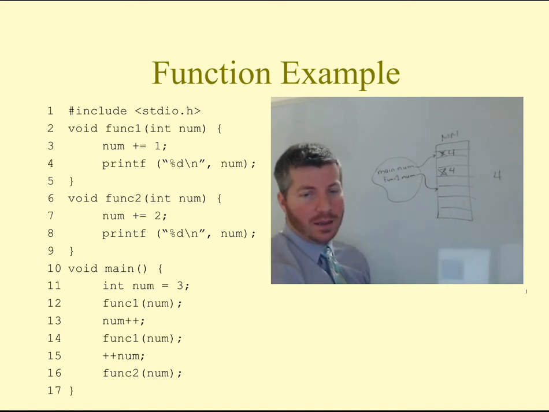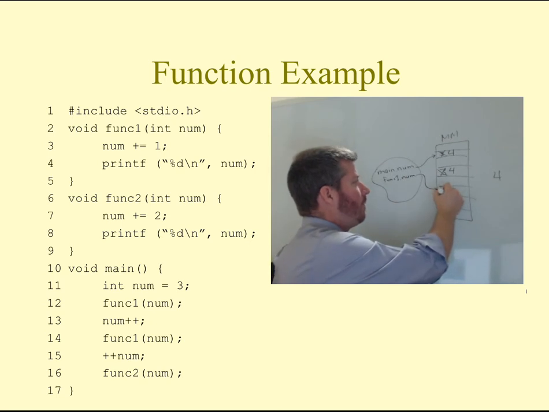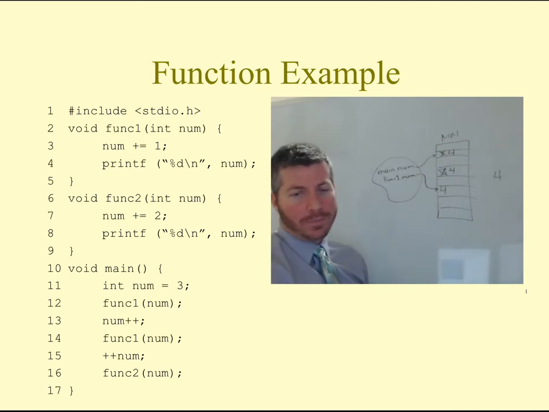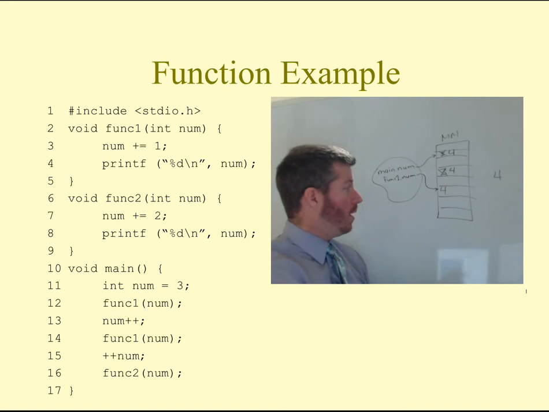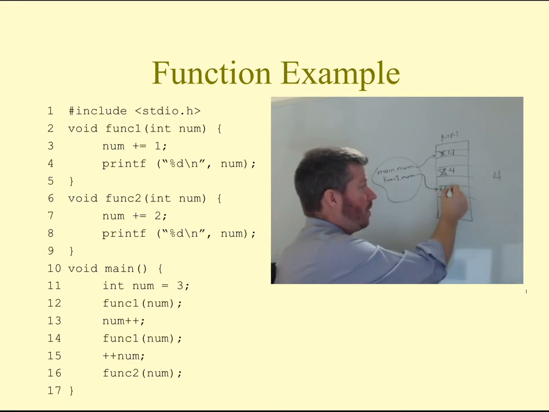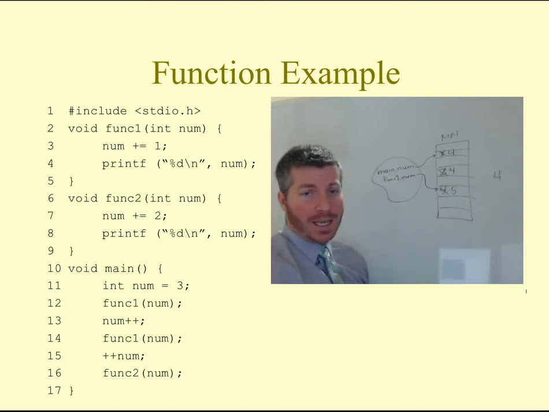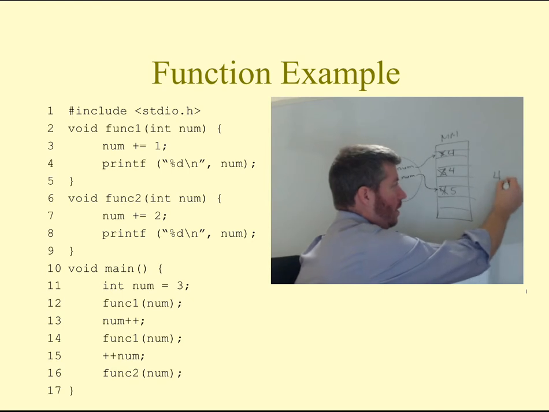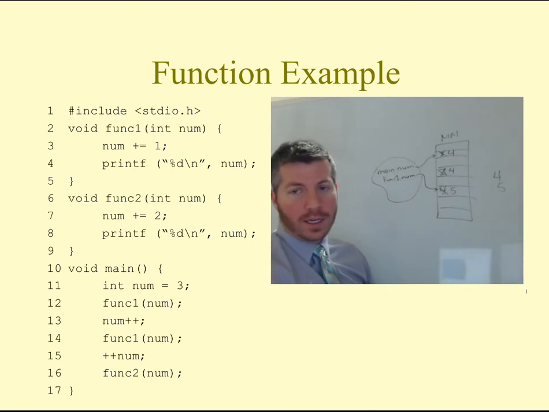And inside of that location, I'm going to get the value of num from my main function copied into it. Then on line 3, I increment the value of num. That's going to increment the value of num in the variable that was declared inside of func1. So it increments this one from a 4 to a 5. It prints that out on line 4. It prints out the value 5.